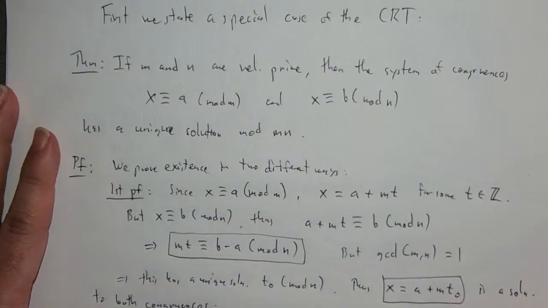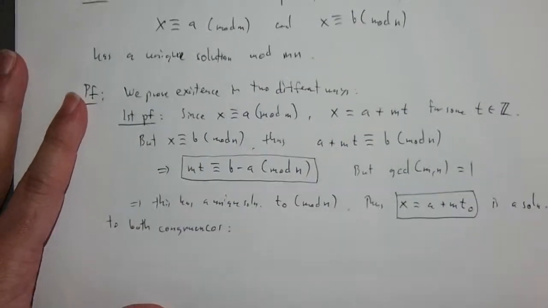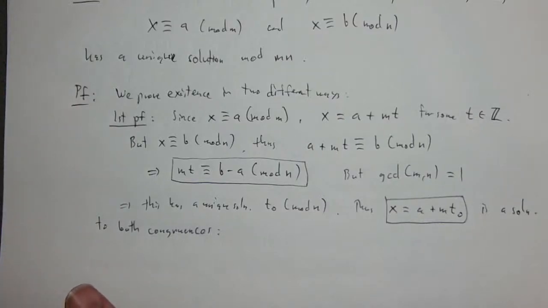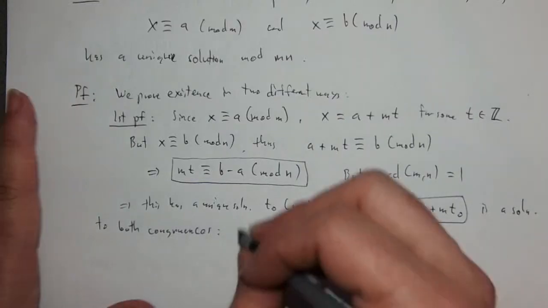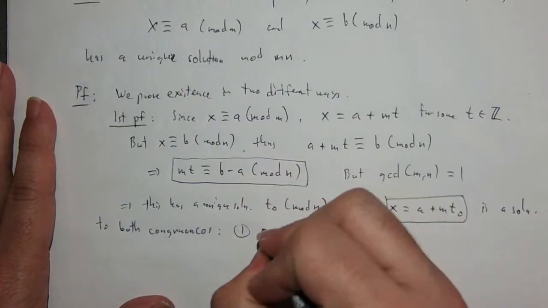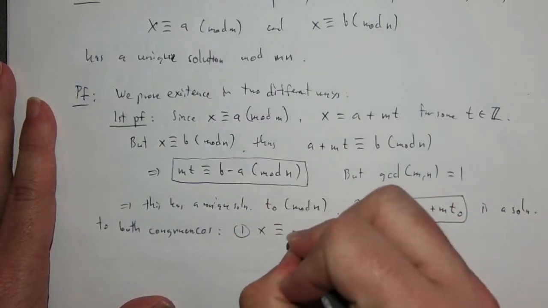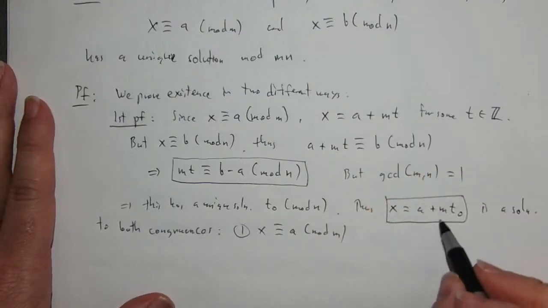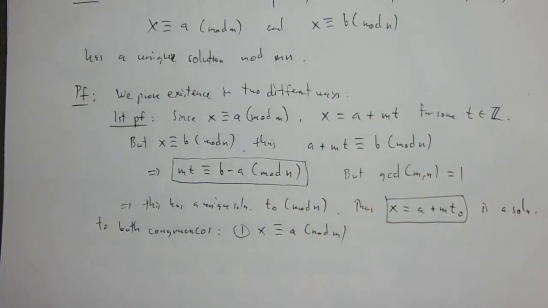So I'm defining this quantity. I claim that it is a solution to both congruences. To see that, x clearly is congruent to A mod M. Just by definition, it's A plus M T naught, so X minus A is a multiple of M, so clearly X is congruent to A mod M.